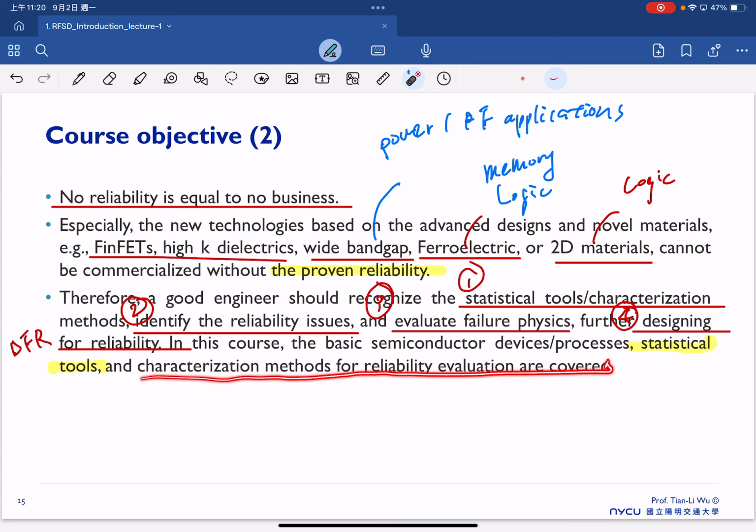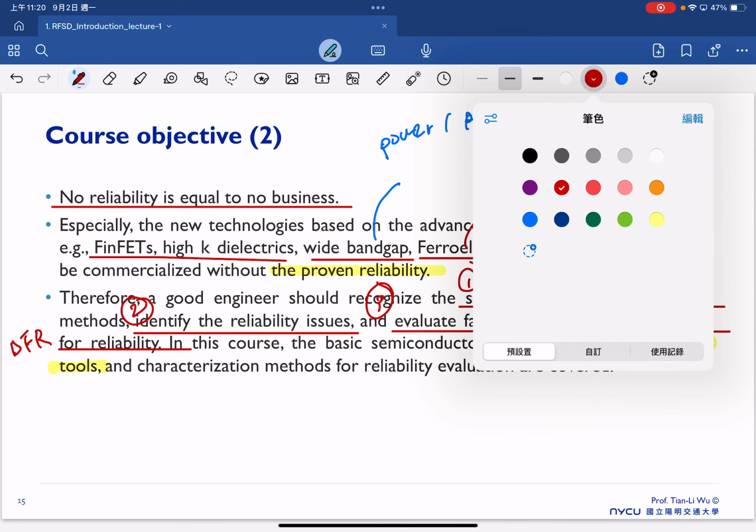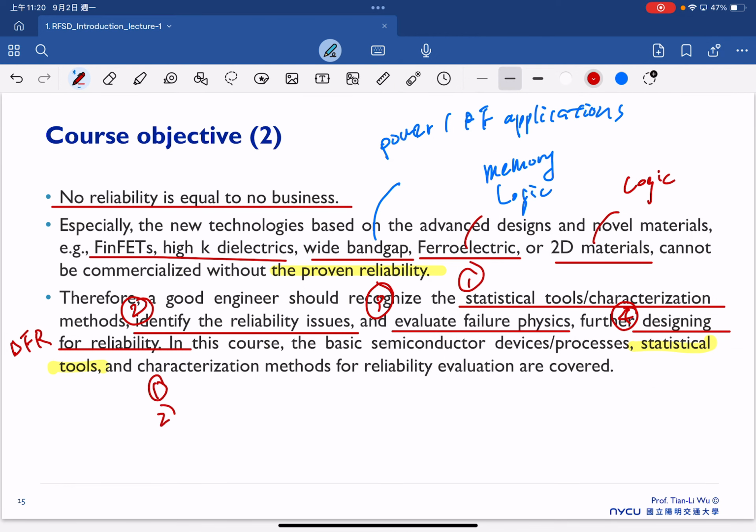The characterization methods for reliability evaluation will also be covered in this class. So this 1, 2, 3, 4, that's actually the learning outcome for this course. That means by the end of this class, you should be able to understand these things.